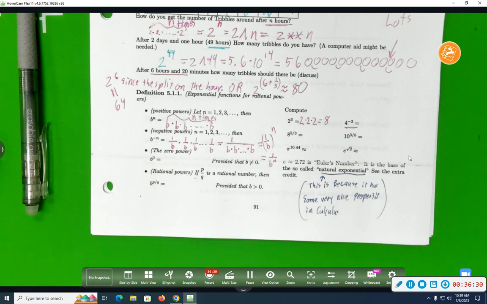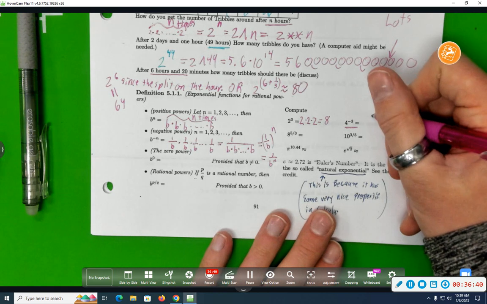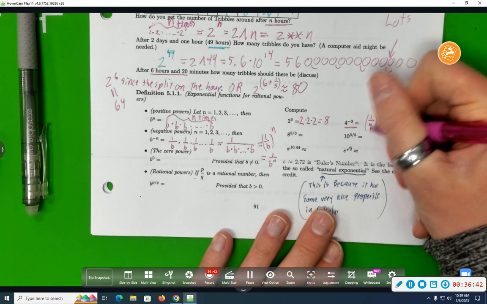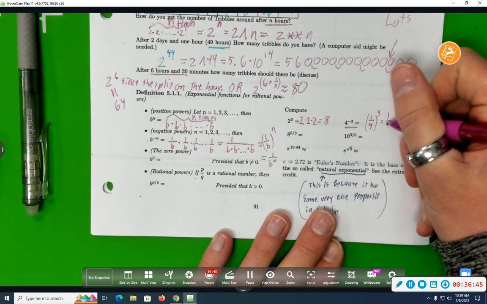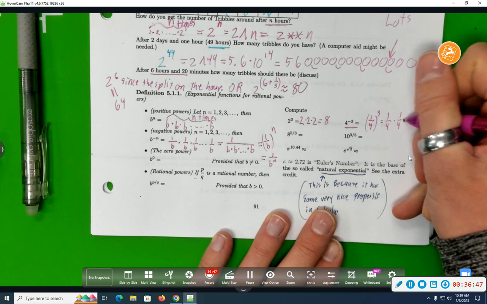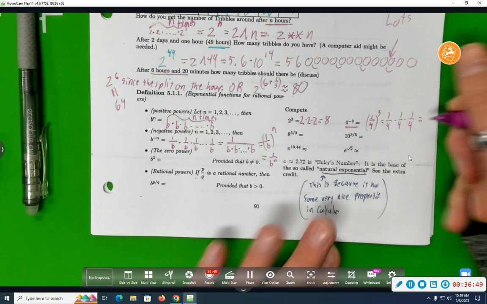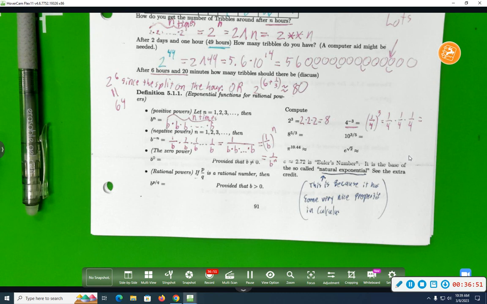Using this step, what should 4 to the power of negative 3 mean? 1/4 to the 3rd power, which would be the same as 1/4 times 1/4 times 1/4. And what is that equal to? 1 over 64? Cool.